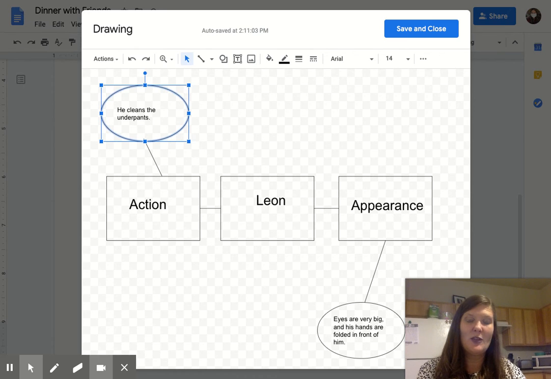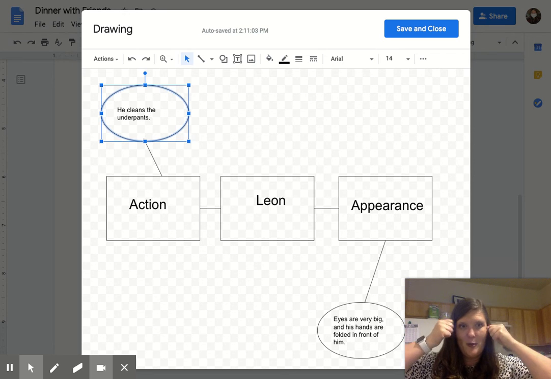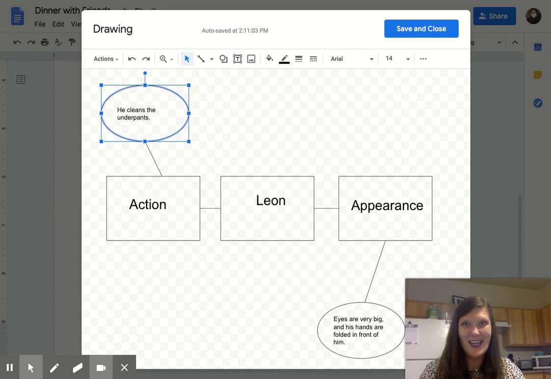Now, if I put the rabbit here in the middle, I might say, you sneaky little lizard. You know, that might be something that he did. He put the underpants on his head, right? That was one of the things that he did. Or it could be his appearance, that the underpants were on his head, right?